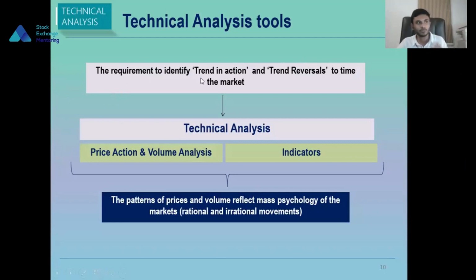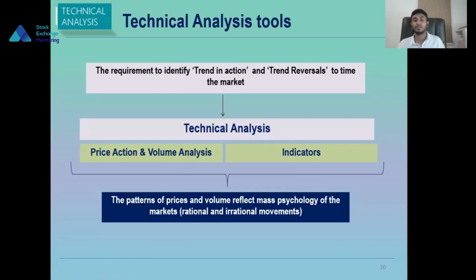The requirement is to identify trends in action and the trend reversals. Can you remember the previous charts we spoke about? If you can identify those reversal points and the trend continuations, this is all we need, right? But to identify those points, we use technical analysis, where we will analyze price action and volume analysis, which we will broadly categorize into chart analysis. Then we will be using indicators for those price and volume data.